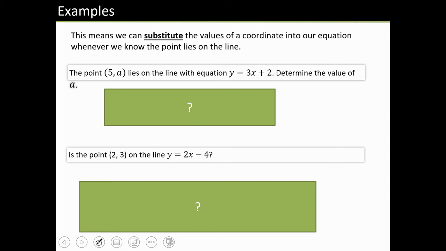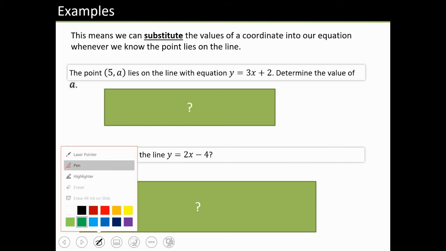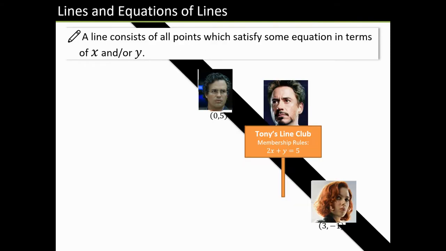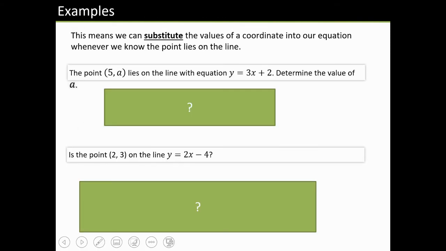So what can we do here is, first of all, have I got my x coordinate and my y coordinate? Yes, it gives me a point. This is my x and that's my y. So my x value is 5 and my y value is a.